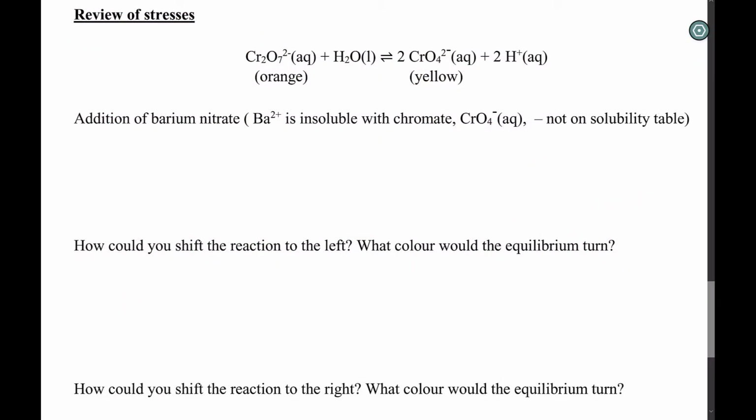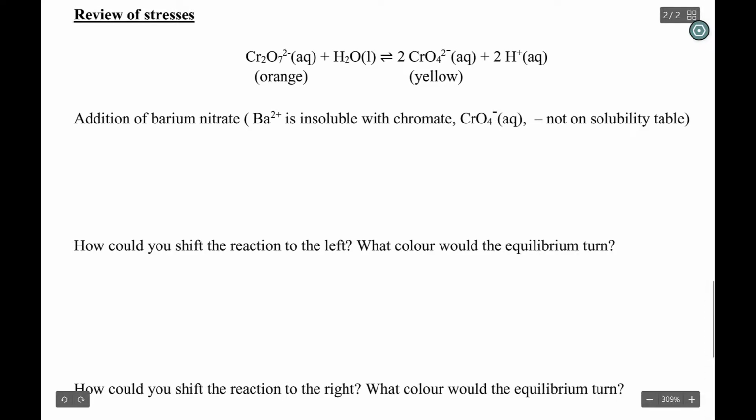In this last section, we are going to look at another color change equilibrium system. It has two different colors. So the dichromate is orange in color, and the chromate is yellow in color. And so it's a little bit in between when you have about equal concentrations. And so you can cause a shift to the left to turn it orange or to the right to turn it yellow.